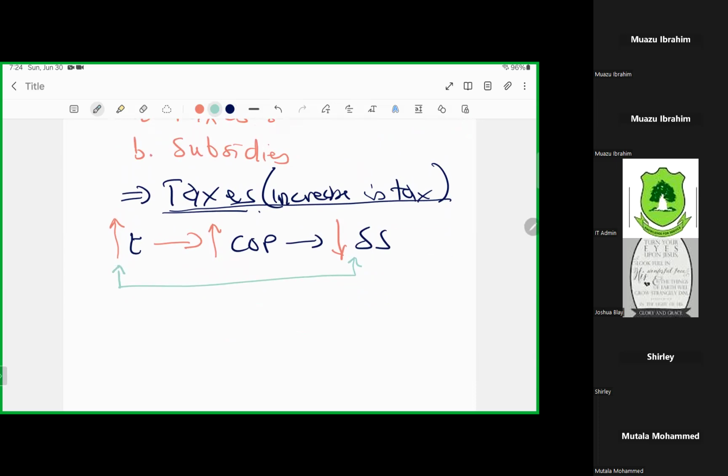Once you introduce taxes, it will increase the cost of production for these firms, to reduce the production of that particular good.